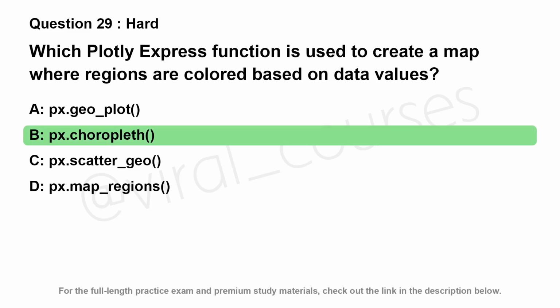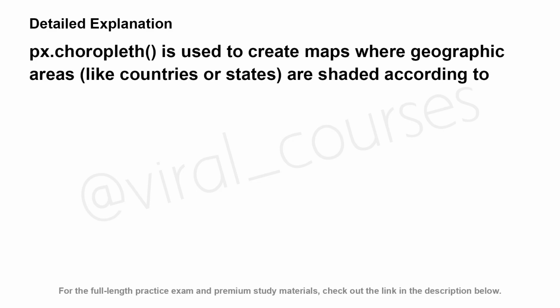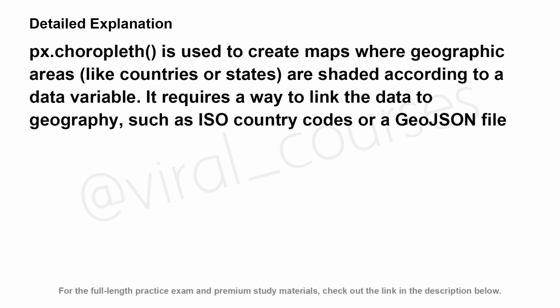The correct answer is B. px.choropleth is used to create maps where geographic areas, like countries or states, are shaded according to a data variable. It requires a way to link the data to geography, such as ISO country codes or a GeoJSON file.